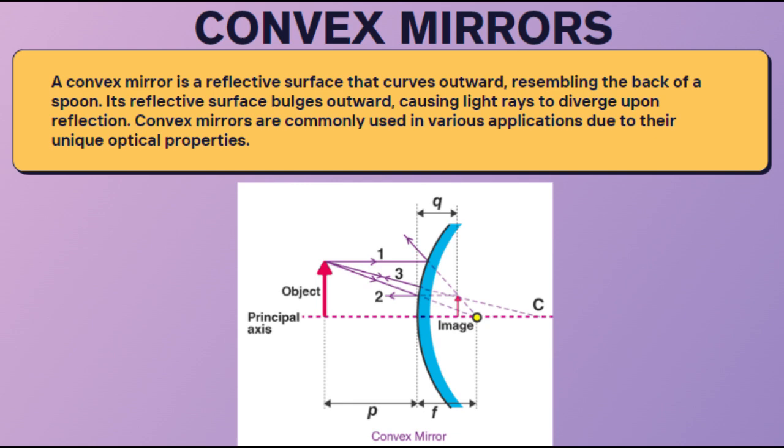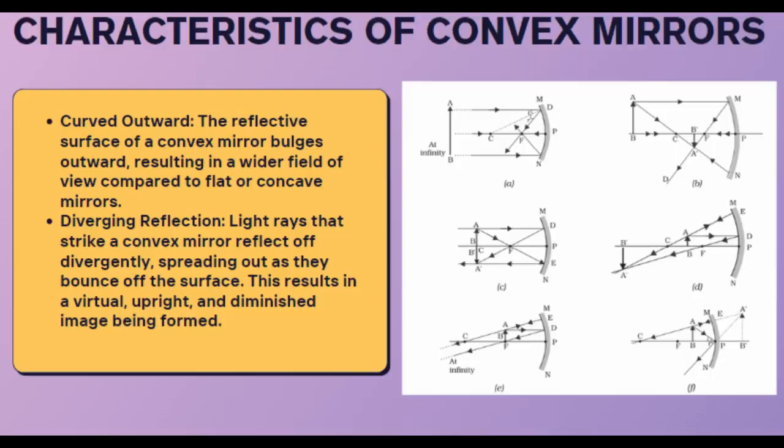Convex mirrors. Convex mirrors curve outward, with the reflective surface on the outer side. When parallel light rays strike a convex mirror, they diverge, spreading out as they reflect. This divergence causes the reflected rays to appear to come from a focal point behind the mirror.